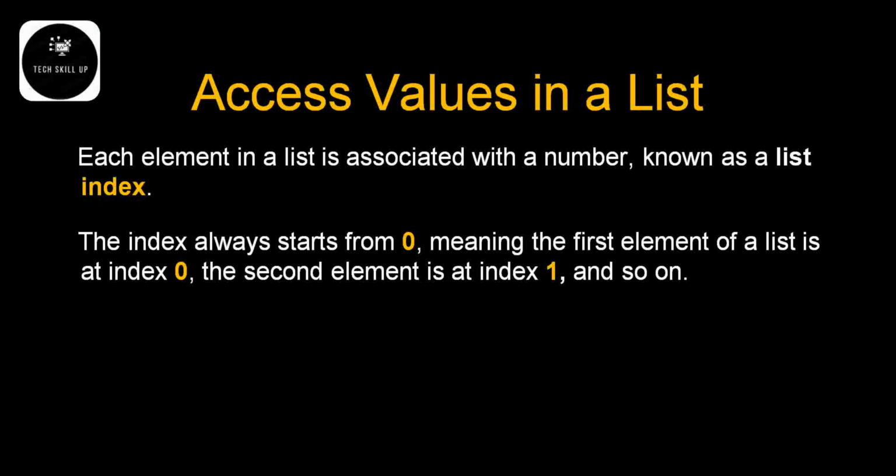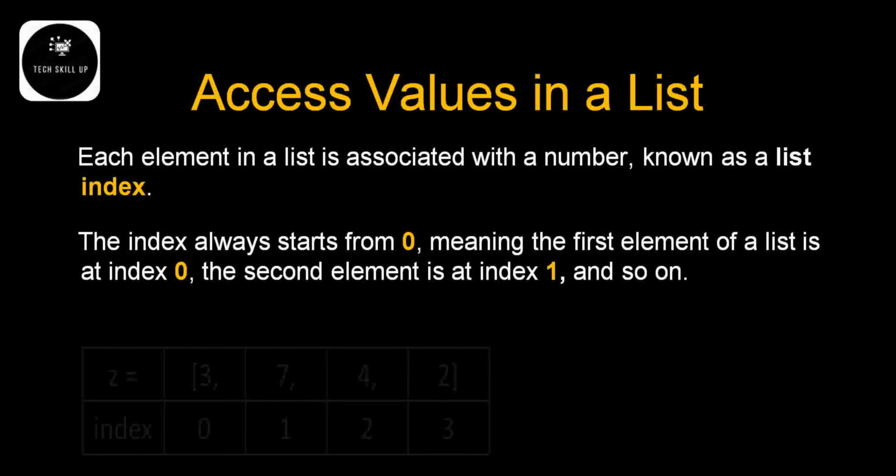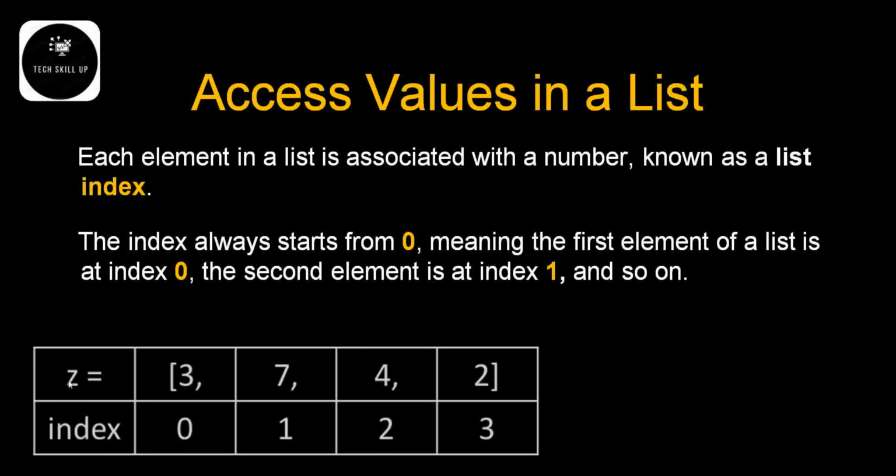Let's see an example, then you can easily understand that. We have a list with the name Jed which has 4 elements: 3, 7, 4, 2. You can see the index starts from 0, then 1, 2, 3. The index goes from 0 to n minus 1. Here what does n mean? The number of elements.